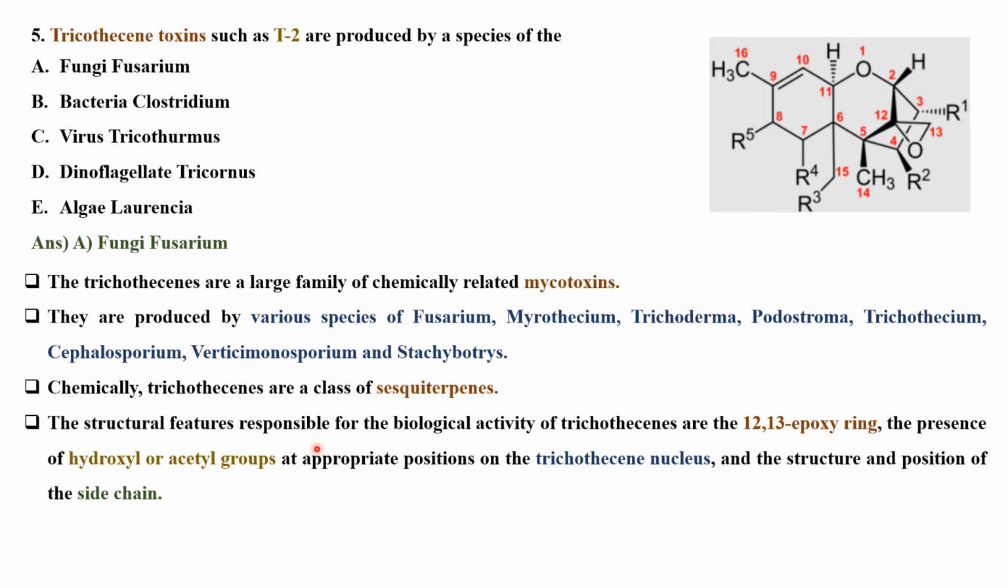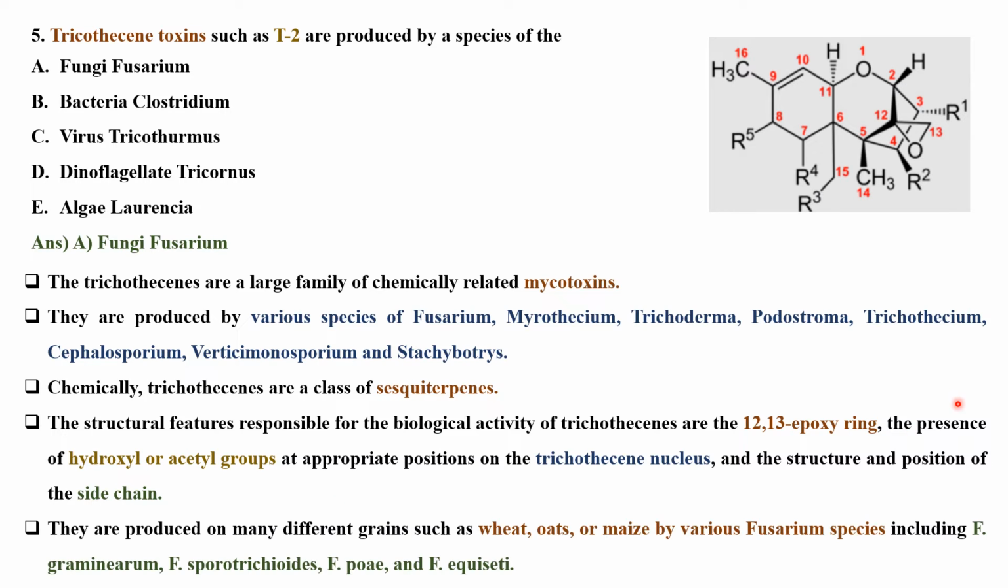The structural features which are responsible for the biological activity of trichothecenes are the 12-13 epoxy ring, as we discussed in the beginning of the video. This is the 12-13 epoxy ring. Also the presence of hydroxyl or acetyl groups, OH group or acetyl group CH3, at appropriate positions in the trichothecene nucleus. This is a typical trichothecene nucleus, and the structure and the position of the side chain. Always in a chemical structure, its position and side chains are also responsible for causing that particular toxic activity.